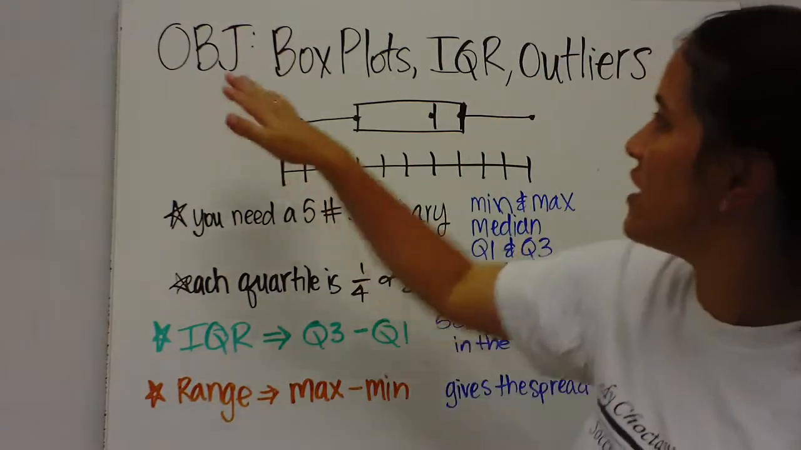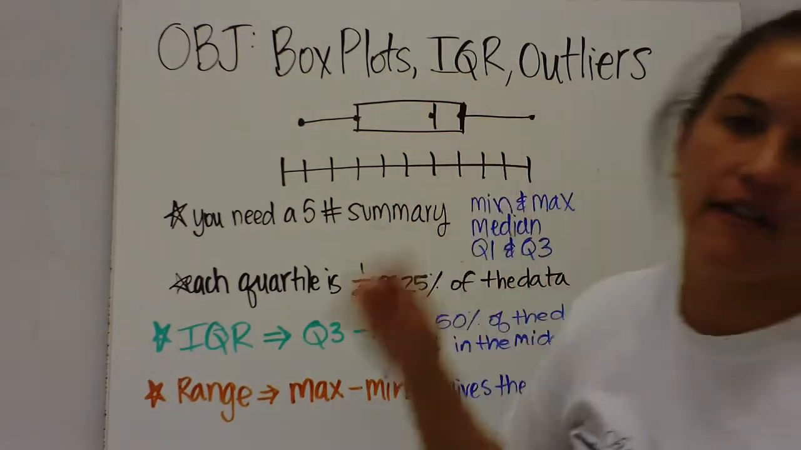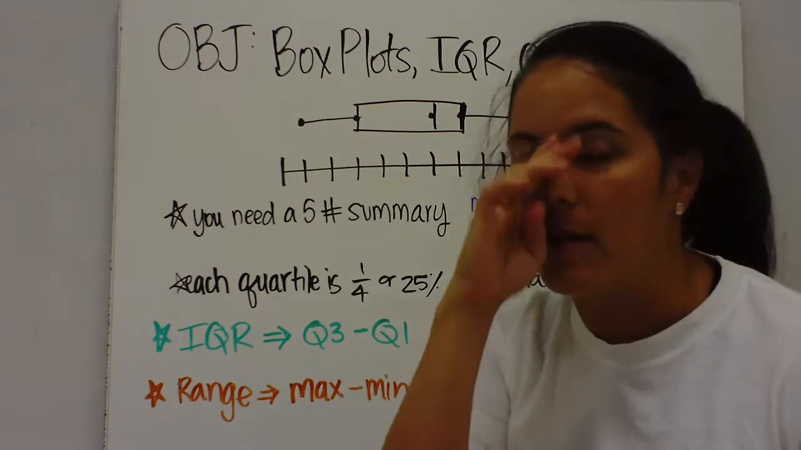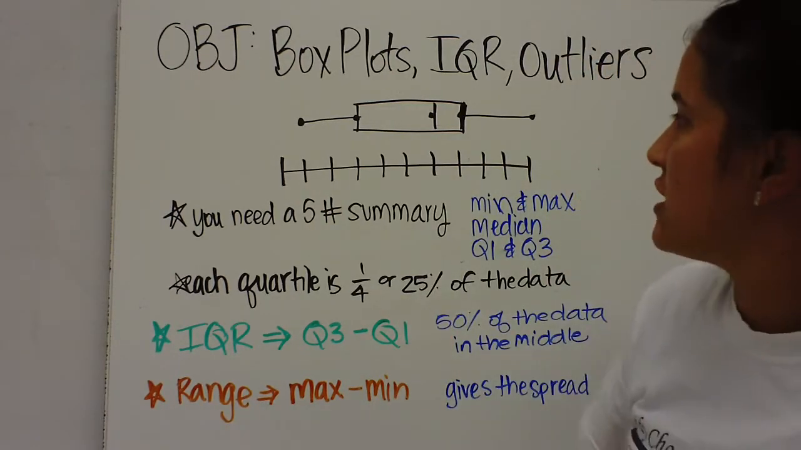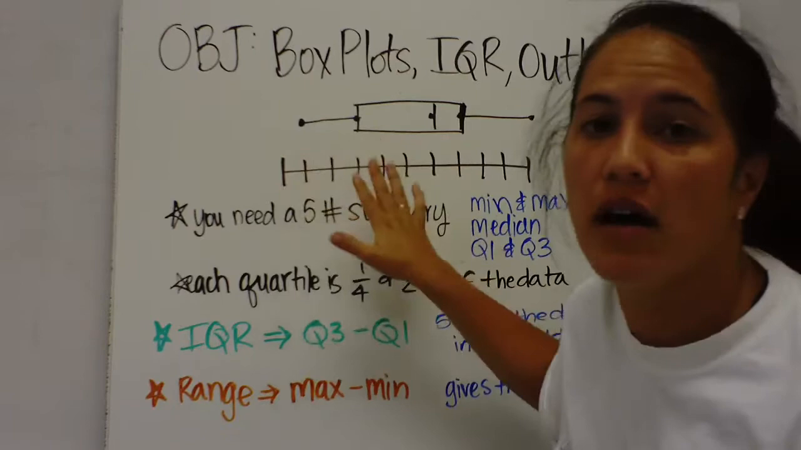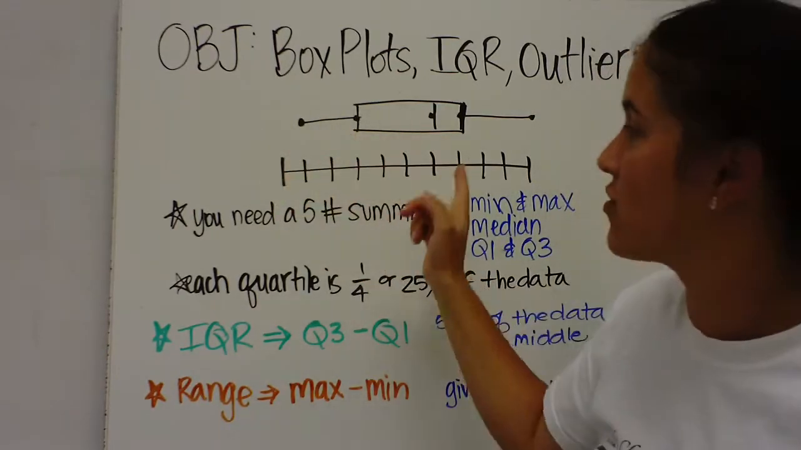So today's objective is box plots, IQR, and outliers. We're going to talk a little bit about all three. So the first thing is, this is a picture of a box plot. It's a box and whisker plot because there's a box and whiskers.